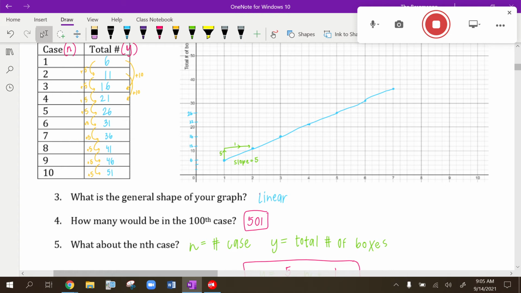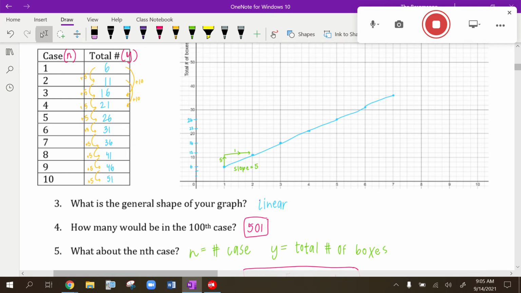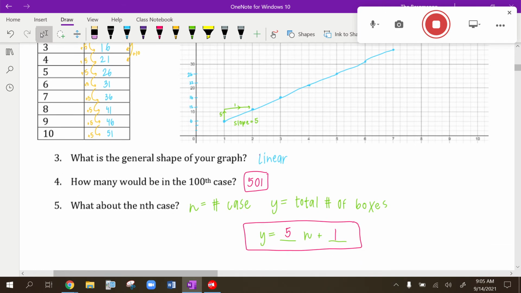It says, what about in the nth case? So let's see if we can write an equation here. We can use n for the number of cases, y for the total number of boxes. You should know how to write an equation of a straight line. See if you can answer that question now, if you have not already. Here's the correct answer. 5n plus 1 equals y. If we test that equation out to find our answer for number 4 or any of our cases, it always holds true.